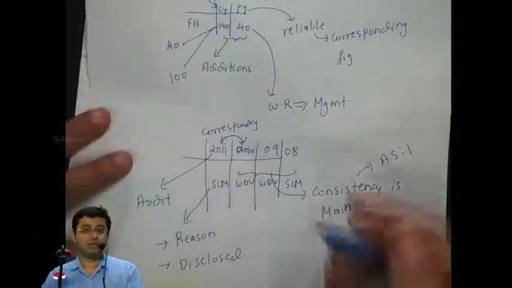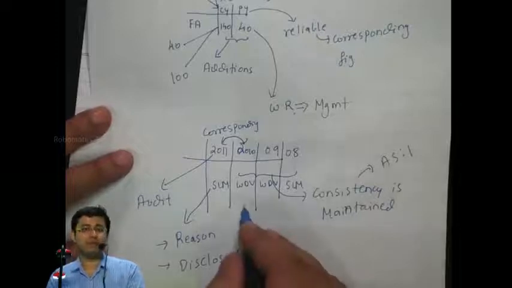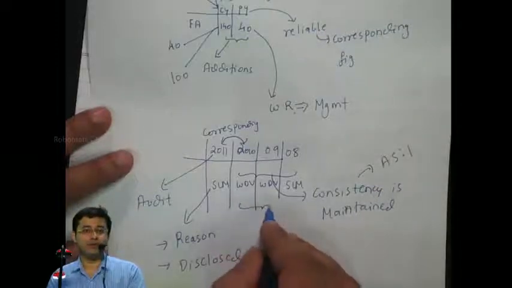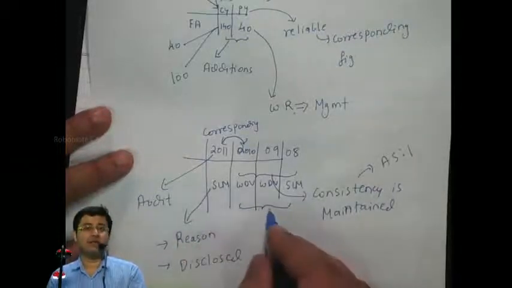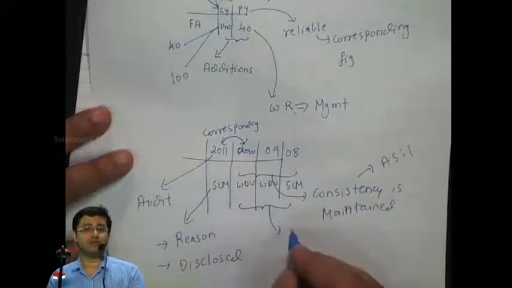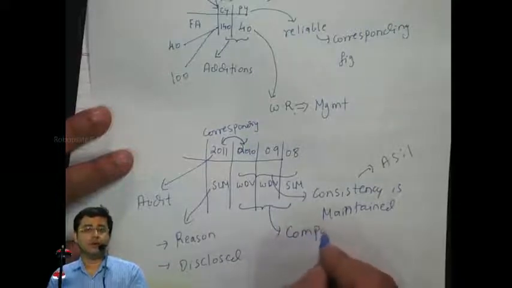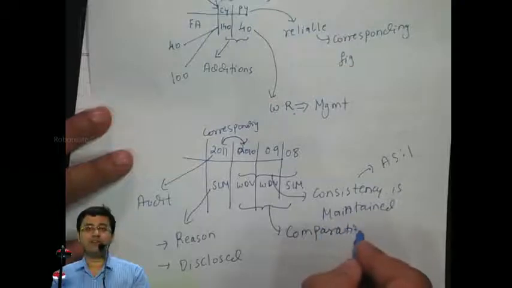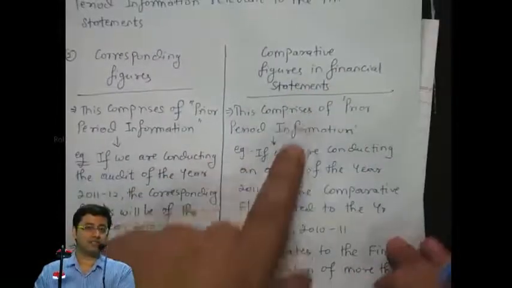Are you getting this point? That means when I was comparing WDV to SLM with this year, then I'm not checking corresponding figures. Now I'm checking which figures? Comparative figures. So what's the difference between comparative information and corresponding information? Now you read this point. Corresponding figures in financial statement.